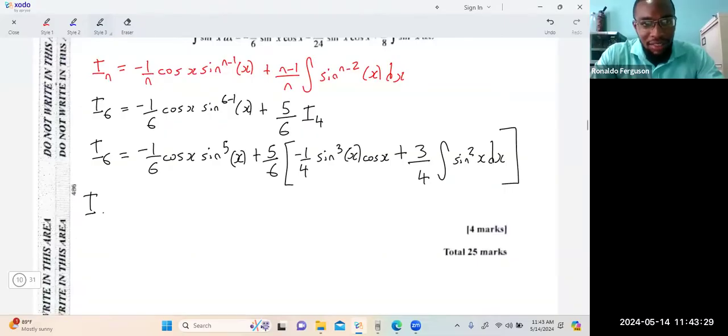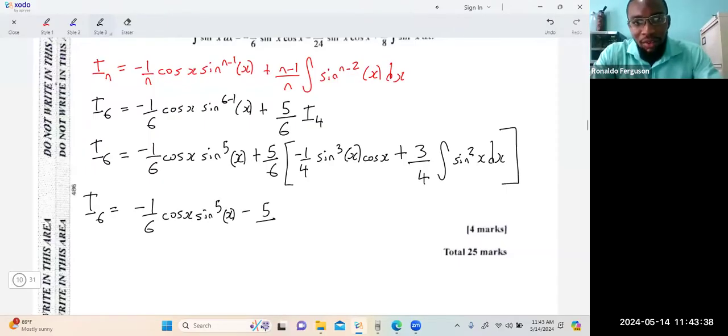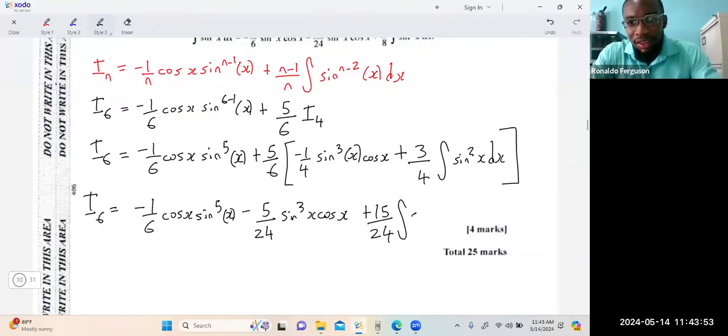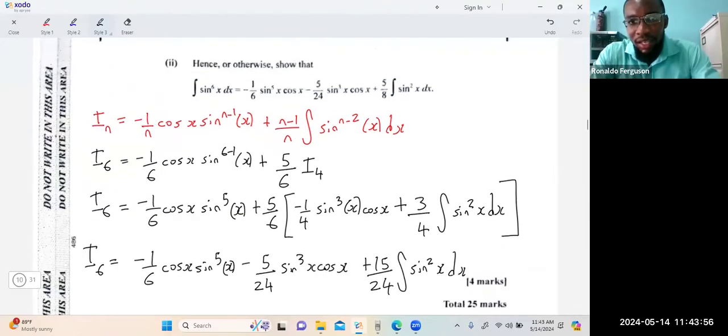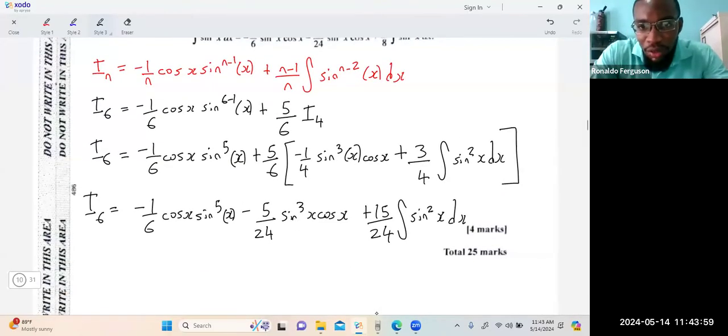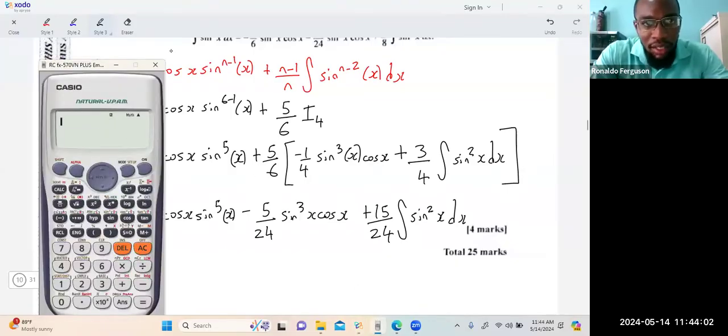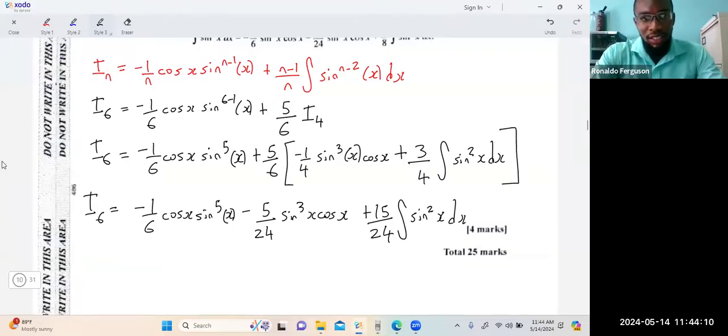So in other words, I6 is equal to minus 1 over 6 cos x sine to the 5th x, minus 5 over 6 times 4, which is 24, sine cubed x cos x. And then 5 times 3 is 15, 6 times 4 is 24, times the integral of sine squared x dx. Is this what they have? Now 15 over 24 should be 5 over 8. I'm hoping, because then we'll finish. Oh, yeah, it's 5 over 8. So we'll finish after this line.